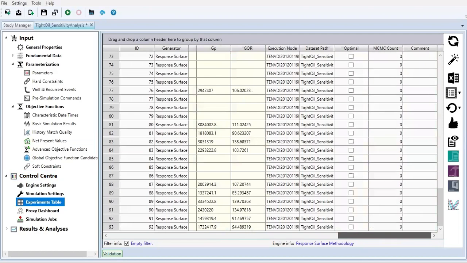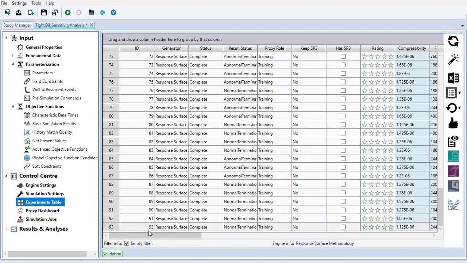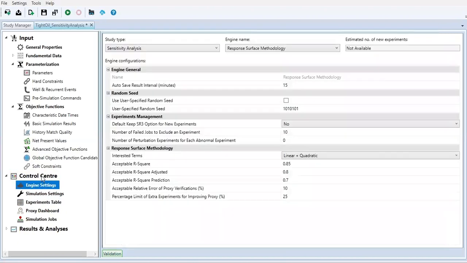All right. And again, we do this sensitivity analysis, we do this experiment, to know which parameters are really important for cumulative oil production, cumulative gas production, and gas oil ratio, and which parameters are not very important in influencing those objective functions. The objective values that we want to know are, of course, the cumulative oil production, cumulative gas production, and gas oil ratio. All right, so we go back to the control center.